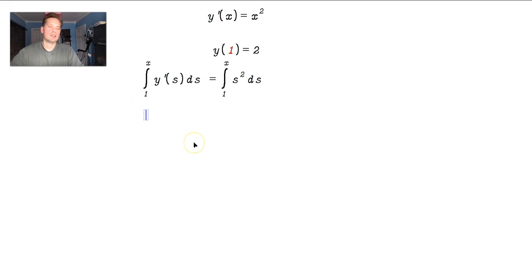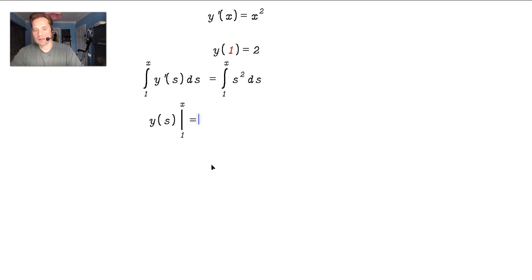So on the left side, how do you integrate that? Well, all you can really write is y of s this way. Why? Because the derivative of y of s is y prime of s, and the integrand is the derivative. So it's y of s, and then this is x, and this is 1. So those are the limits.